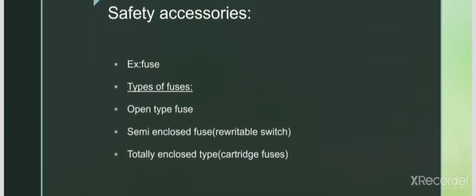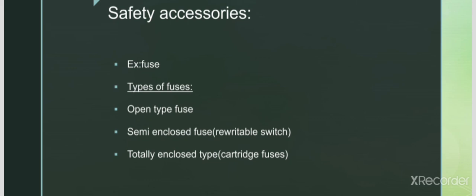The next classification is safety accessories. Safety accessories are the accessories used to provide safety to the electric circuit and electrical appliances. The best example for safety accessories is the fuse. A fuse is a safety device used for protecting an electric circuit against excessive current. The fuse is a small piece of metal wire connected between two terminals mounted on an insulated base.